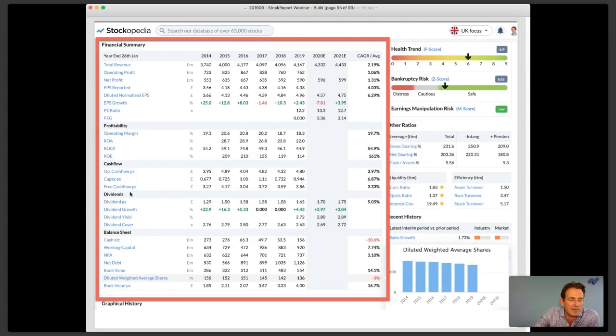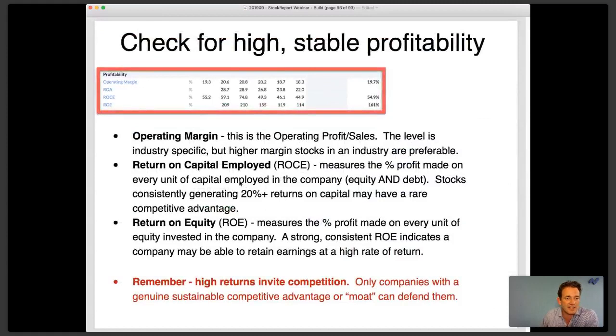But I want to focus a little bit on my talk here about some of these metrics down here, because they're things that often people don't look at. So profitability. I like checking for high, stable profitability in shares that I buy. It's just so important. A lot of people I know, and especially on this call, are interested in holding stocks for the long term. And if you're a long-term investor, you've got to be looking at the long-term profitability.